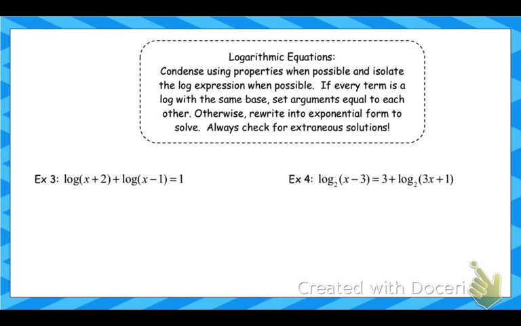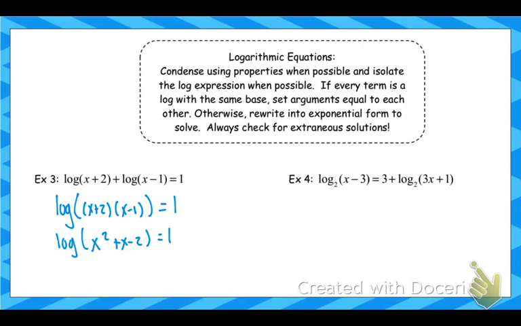All right, so again, let's just look at 2 more here. Again, if you can use those properties to condense, use those properties to condense. If you have a log equal to a log, you can just set those arguments equal. So looking at this first one, I can combine those two logs together on the left by multiplying those arguments. So this would become the log of x plus 2 times x minus 1 equals 1. Well, let me go ahead and FOIL that out just so it looks a little prettier. This would be x squared plus x minus 2.